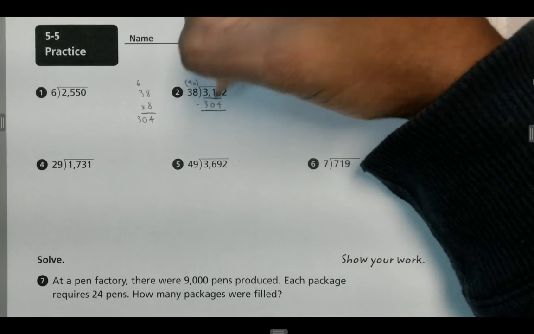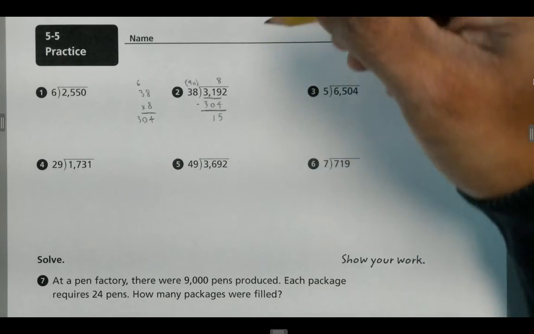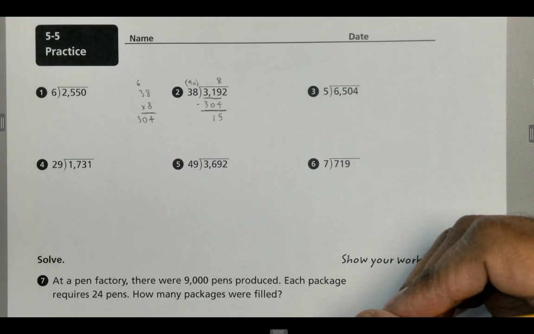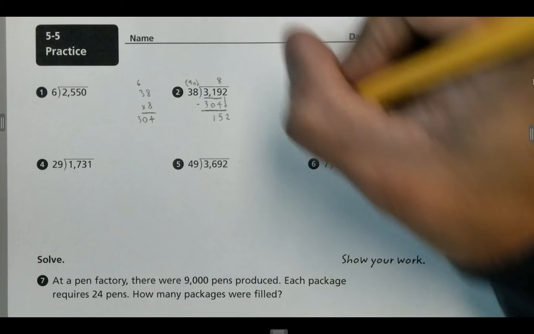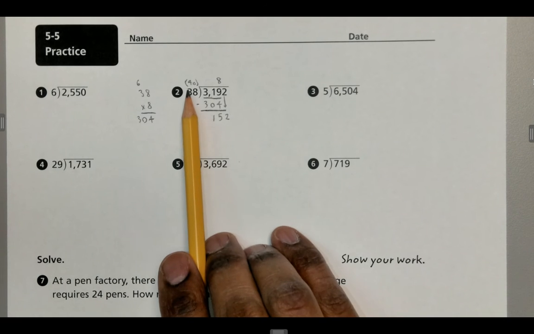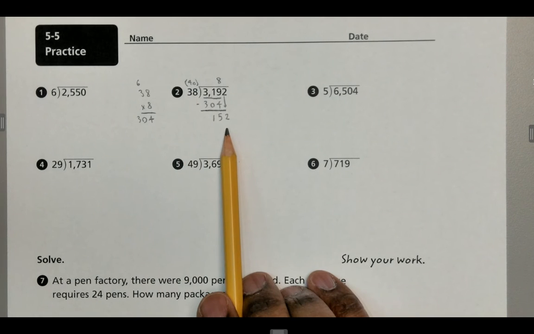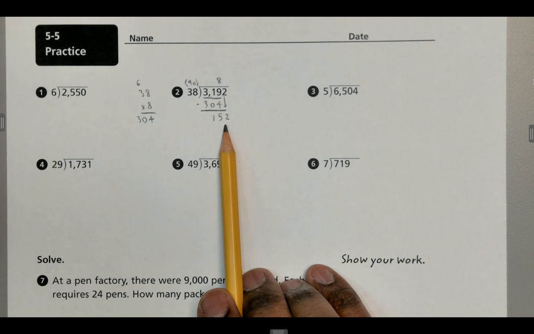And then I'm going to subtract. 9 minus 4 is 5. 1 minus 0 is 1. The 3's will cancel. Let's bring down the 2. The new number that's formed is 152. Now, go back to the find step. We're going to find about how many times does 40 go into 152. Well, 40 times 4 is 160, which is very close.